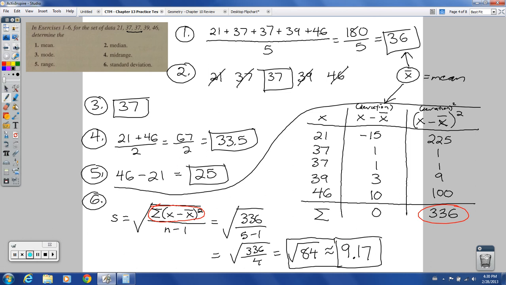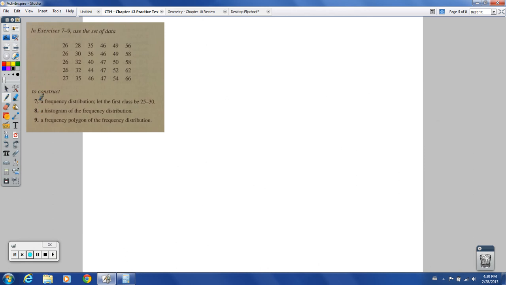All right, let's move on to number 7, 8, and 9 all going together here as well. So number 7 says use a set of data, and it looks like we've got 5 rows, 6 columns. So there's 30 pieces of data here. 30 pieces of data to construct a frequency distribution, and we're going to let the first class be 25 to 30. So a frequency distribution, we're just going to do something like this. We're going to have the class, this is number 7, and the frequency.